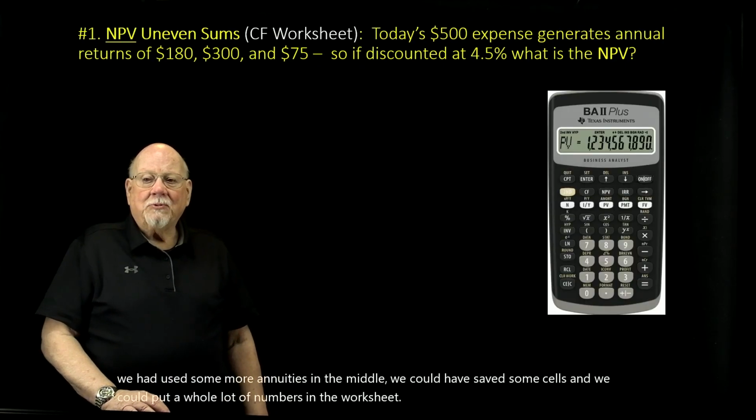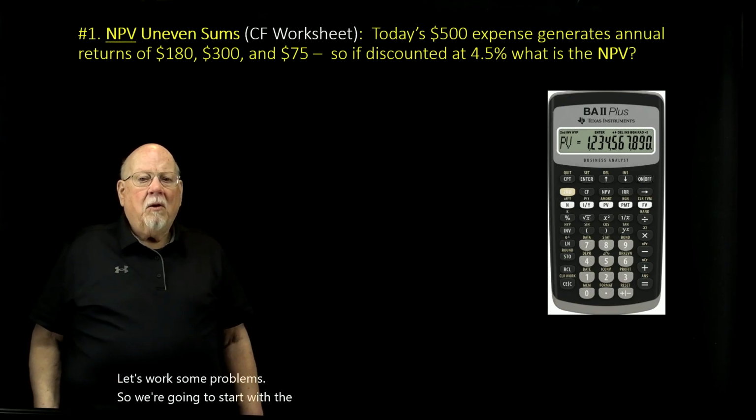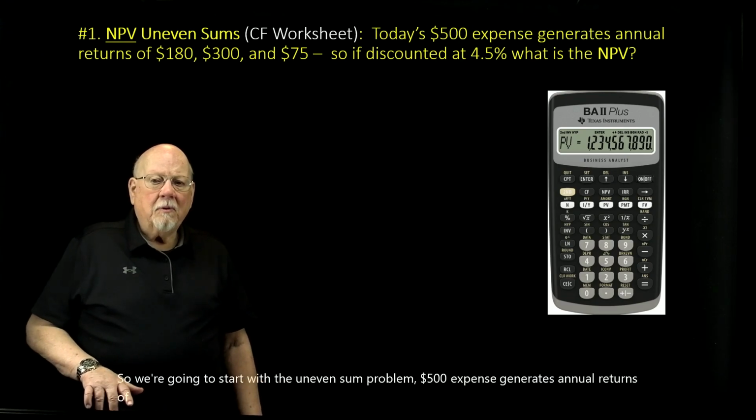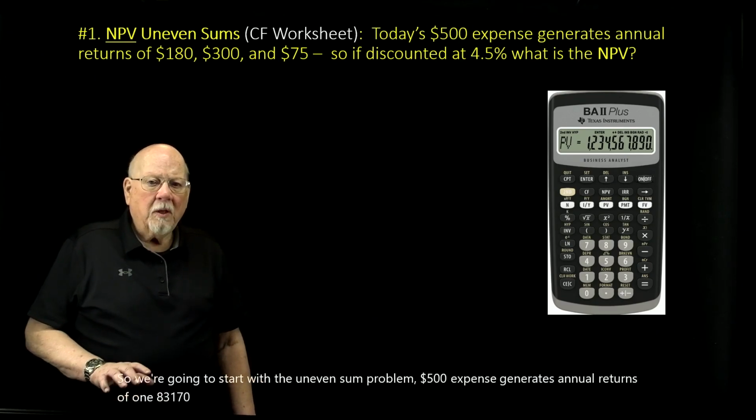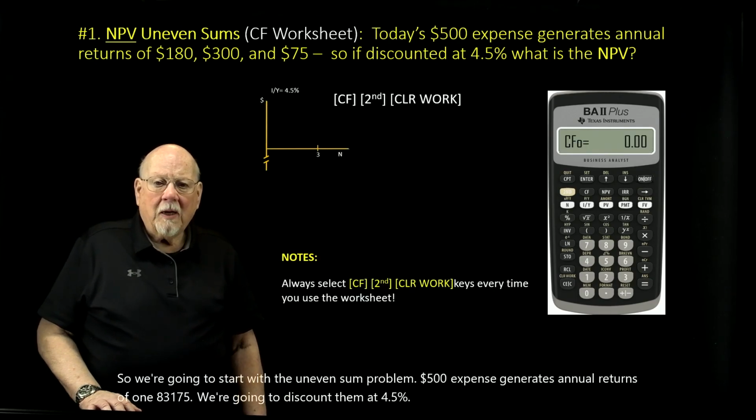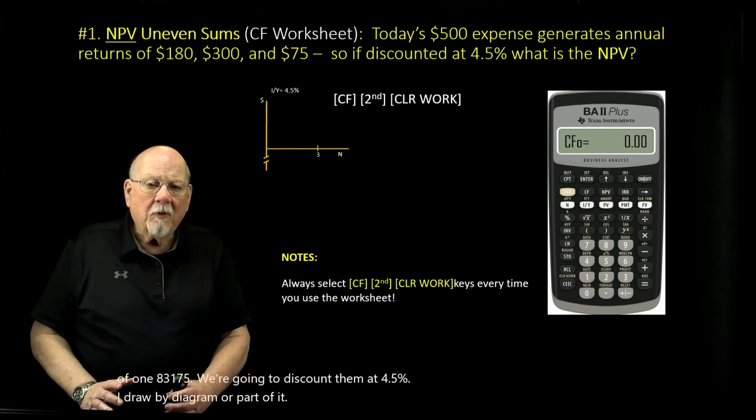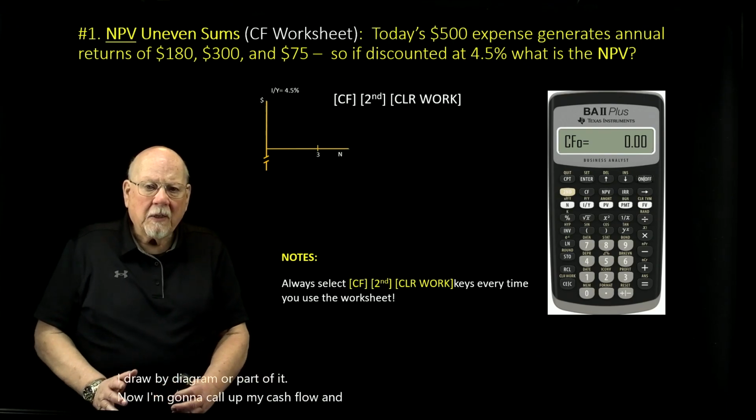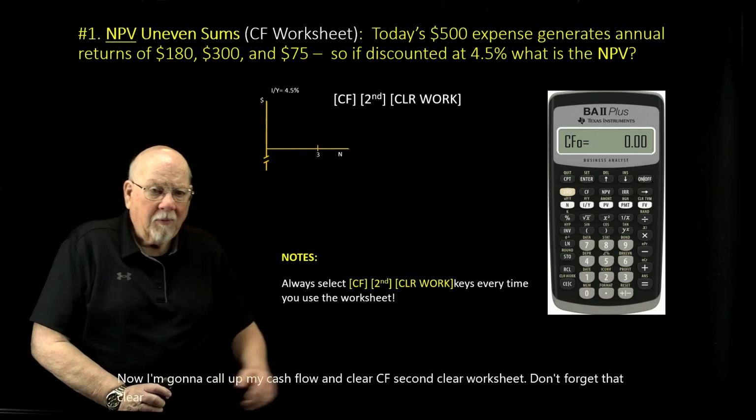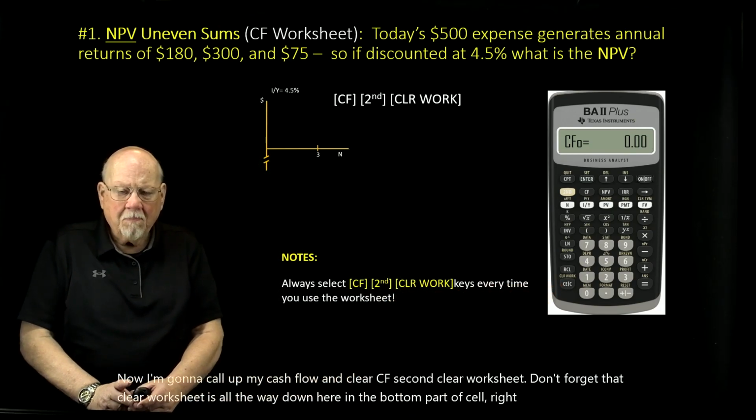Let's work some problems. So we're going to start with an uneven sum problem. $500 expense generates annual returns of $183,175. We're going to discount them at 4.5%. I draw my diagram or part of it. Now I'm going to call up my cash flow and clear it. CF second clear worksheet. Don't forget that clear worksheet is all the way down here in the bottom part of the cell right there. Okay?